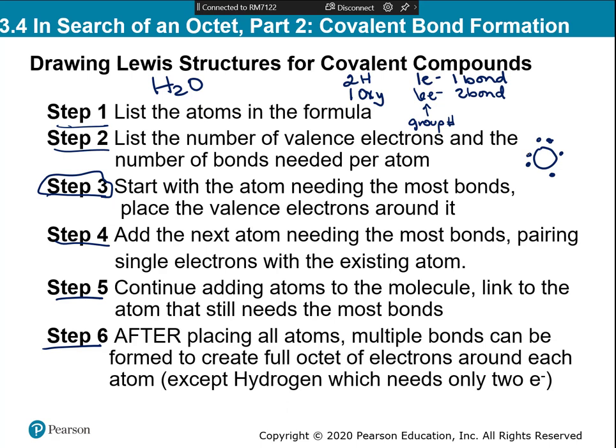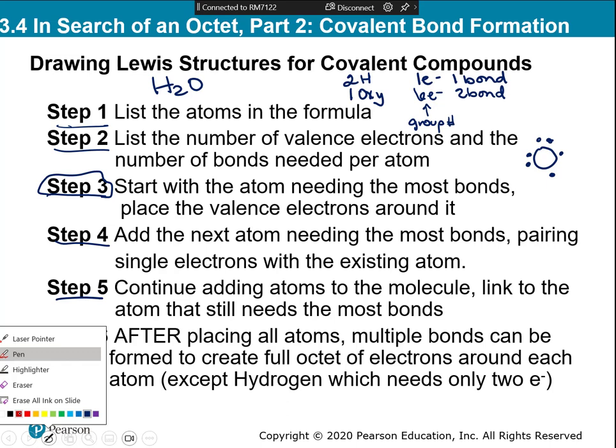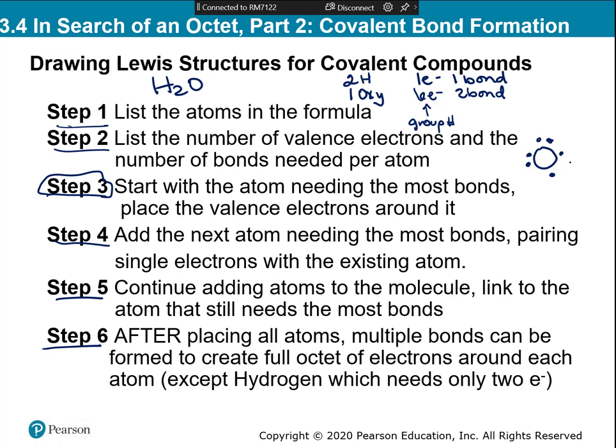Now I'm at step 4. I'm going to add the next atom which needs the most bonds, pairing single electrons with the existing atom. So where do I want to put my hydrogens on here? On this side, on the right. I'm pairing it. By setting the red dot next to the blue one, now I'm creating a covalent bond. I've got 2 hydrogens, so where does the other one go? At the bottom. I'm going to put this hydrogen down here, and by putting the red dot next to the blue dot, that's another bond. Okay, and now I'm done. I've used my 2 hydrogens and my oxygen, there's my water molecule.